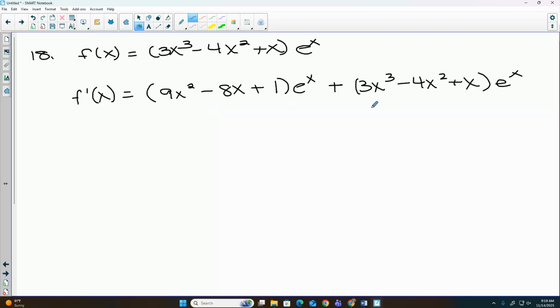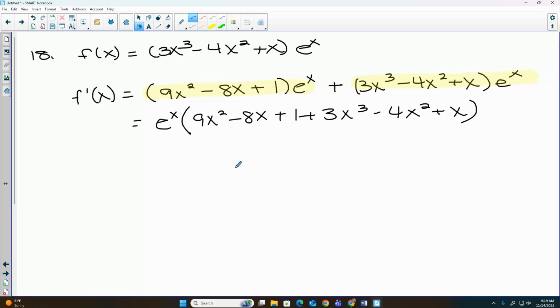I would recommend cleaning this up just a little bit, because right now I have to do the product rule twice, not that that's impossible. But if you notice, what do both of these terms have in them? e to the x. So if I take out that e to the x, there's an x squared plus 8x plus 1, plus 3x cubed minus 4x squared plus x.